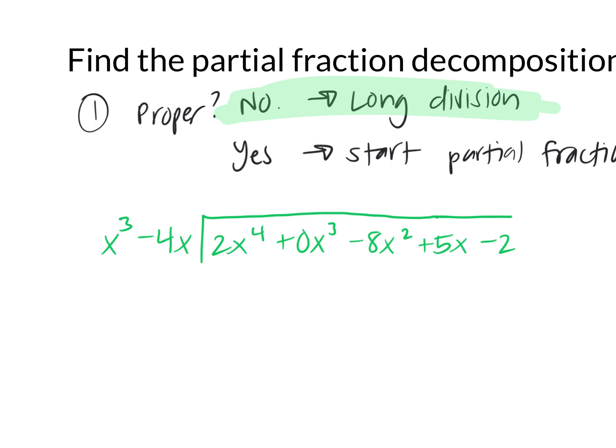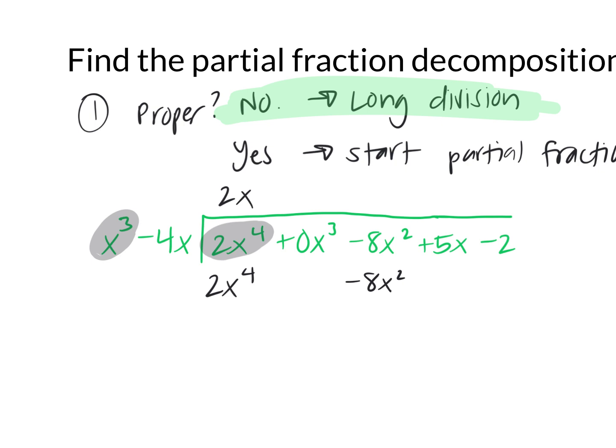So we ask ourselves, what times x to the third power gives me 2x to the fourth power? 2x. So I'm going to put 2x up here. And now with that 2x, multiply. When I multiply, I get 2x to the fourth, and then I line that up, and I get negative 8x squared. So I'm going to line that up with my 8x squared. I don't have any x cubes there. That's okay.